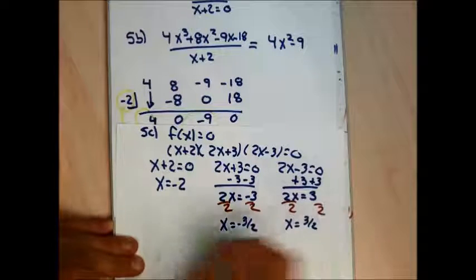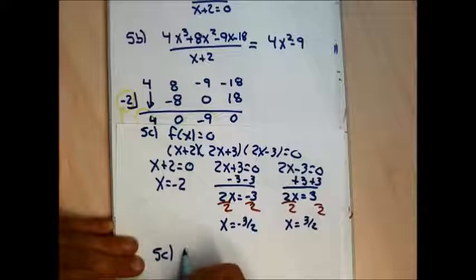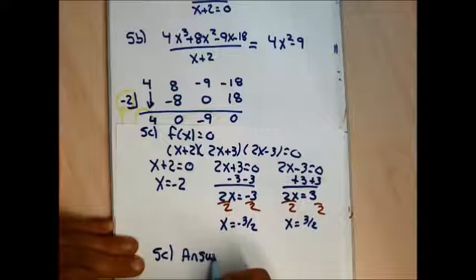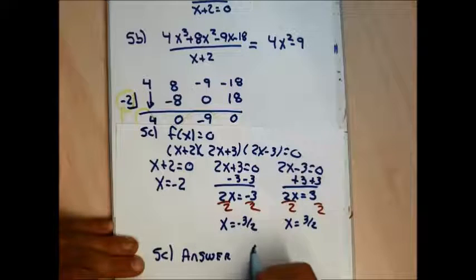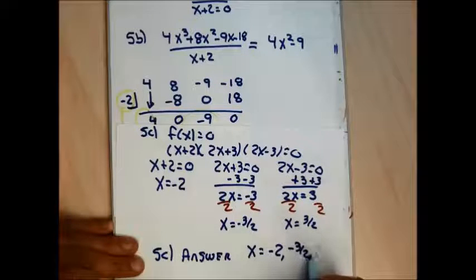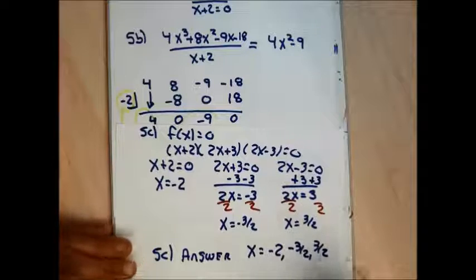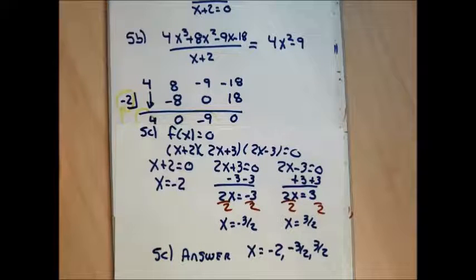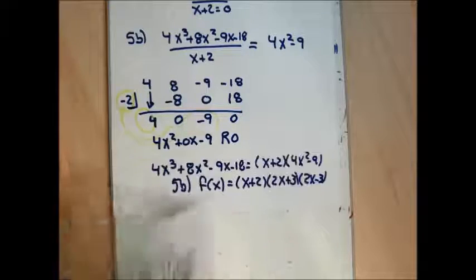The answer to part 5c is just going to be those three numbers. They don't need to be written as x-intercepts. So it's going to be x equal to -2, -3/2, and positive 3/2. You can write a plus or minus next to the 3/2 if you care to.